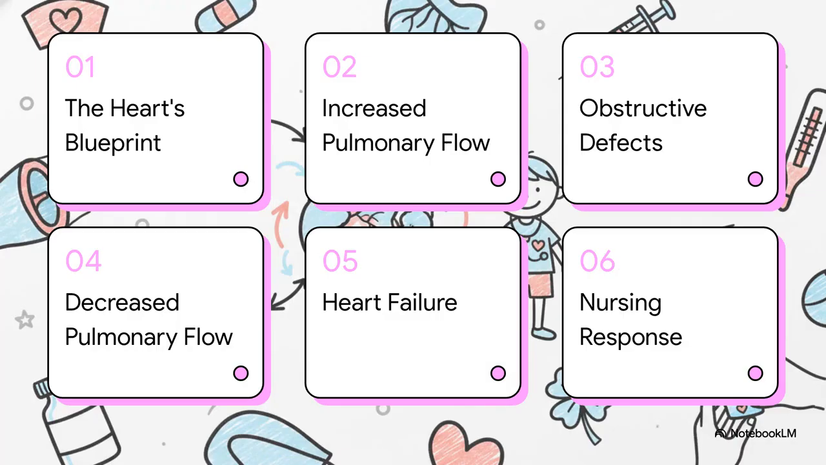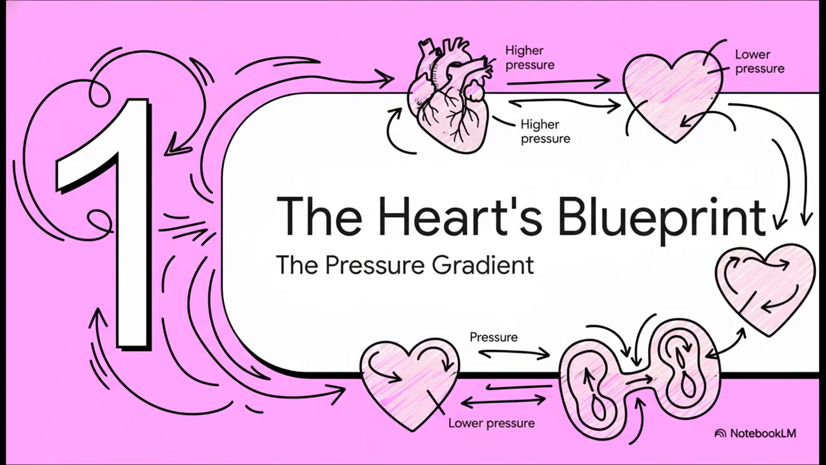So here's our roadmap for today. We're going to start with the basics, the heart's normal blueprint. Then we'll look at three big problems: too much traffic, roadblocks, and messed up routing. We'll see how they all tend to lead to heart failure, and then we'll cap it off with the critical nursing responses you absolutely have to know. Okay, let's dive right in.